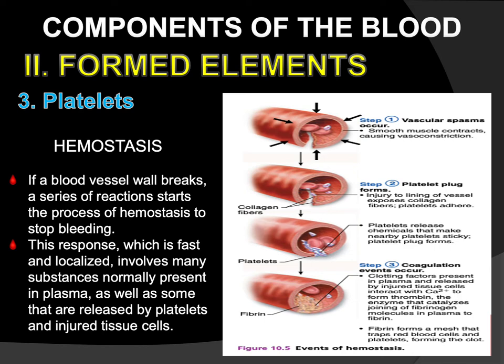And lastly, yung coagulation events occur. The clotting factors present in the plasma, nare-release siya by the injured tissues, and then the enzyme that catalyzes joining the fibrinogen molecules in plasma, nagiging fibrin. Si fibrin nagfo-form ng mesh at nagtatrap yon ng RBCs and platelets, kaya nagfo-form ng clot. So again, hemostasis is complete. And after that happens, wala na yung bleeding. And then the next steps of wound healing will now occur.